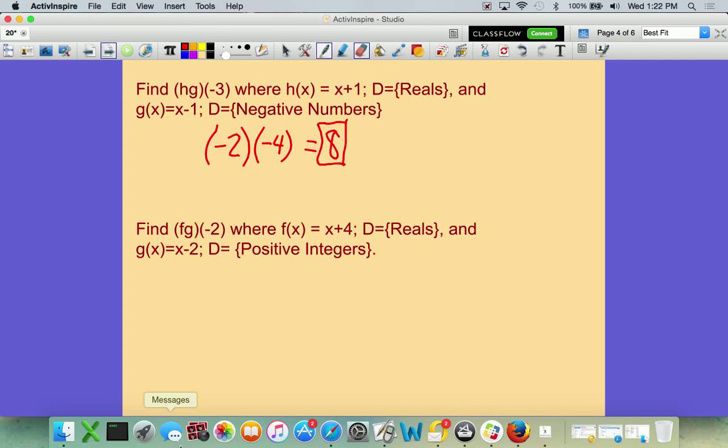For the next one, find f of g, or f times g of -2. Alright, so we gotta check and see if -2 works here. Is it a real number? Yes. Is it a positive number? No. -2 is not positive, so we can't do this. So the answer is no solution for this one.